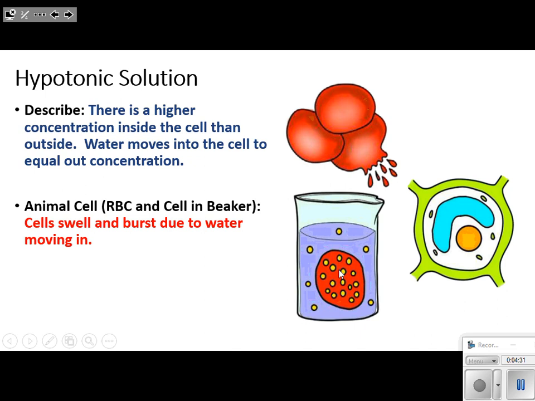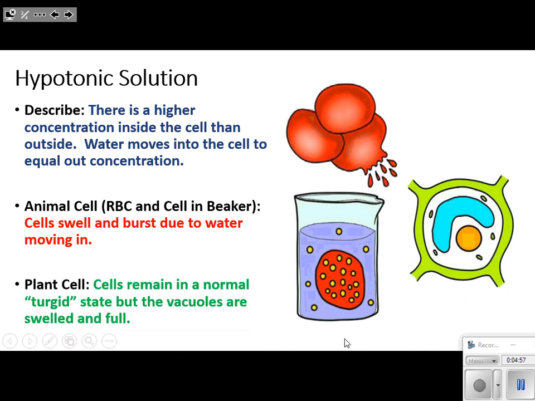If we look at these animal cells represented up here, the one at the top is a red blood cell, so that is an animal cell. This cell in the beaker is also an animal cell, so those are the two represented. The cell will swell, and it could possibly burst. What about a plant cell?